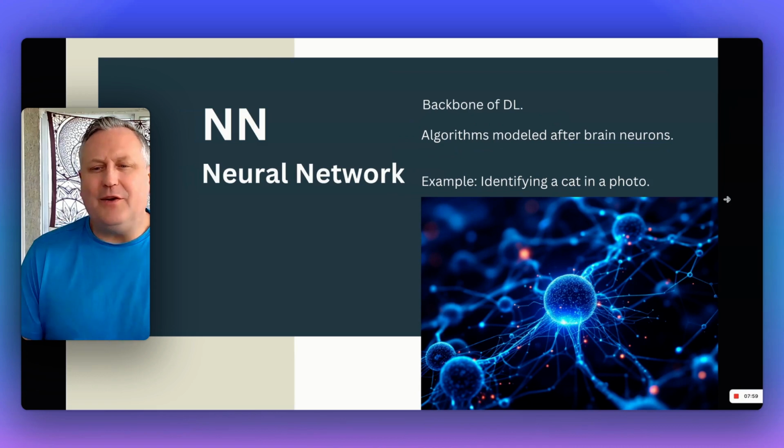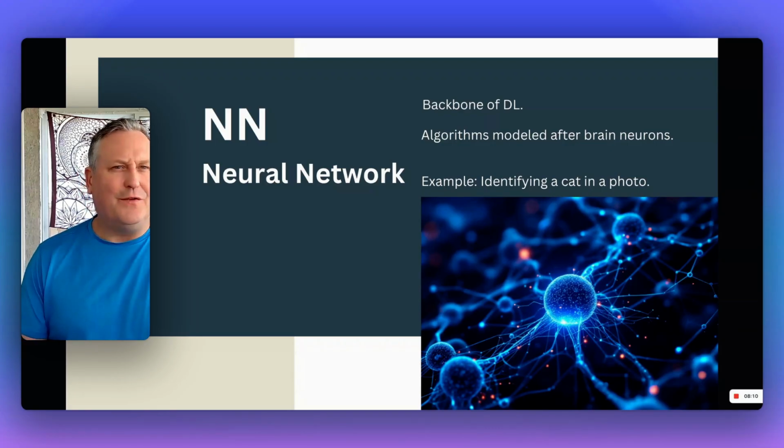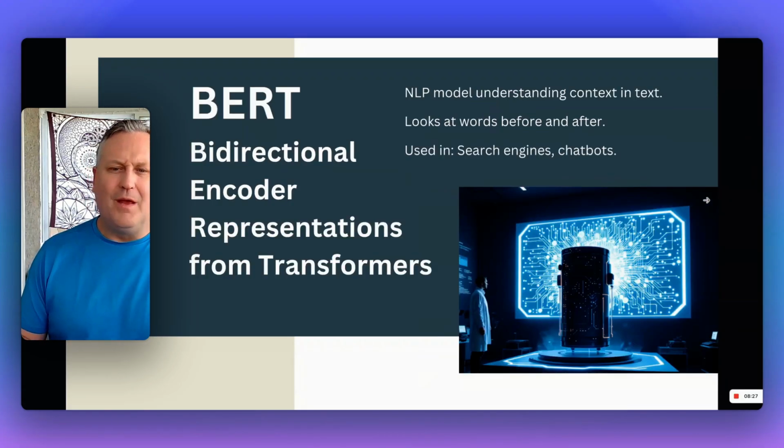So we talked about this already. Neural networks, these are the backbones of DL algorithms modeled after brain neurons. Things that can identify a cat in a photo. So if you plug an image into Chat GPT, for example, and you ask it to look at this picture and change it, that's using neural network technology to basically identify that data inside the image and then use that as inputs for future things.